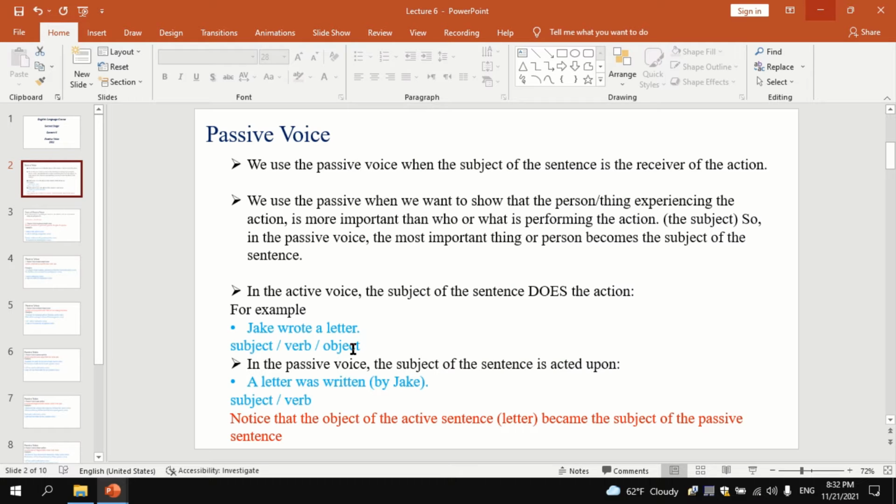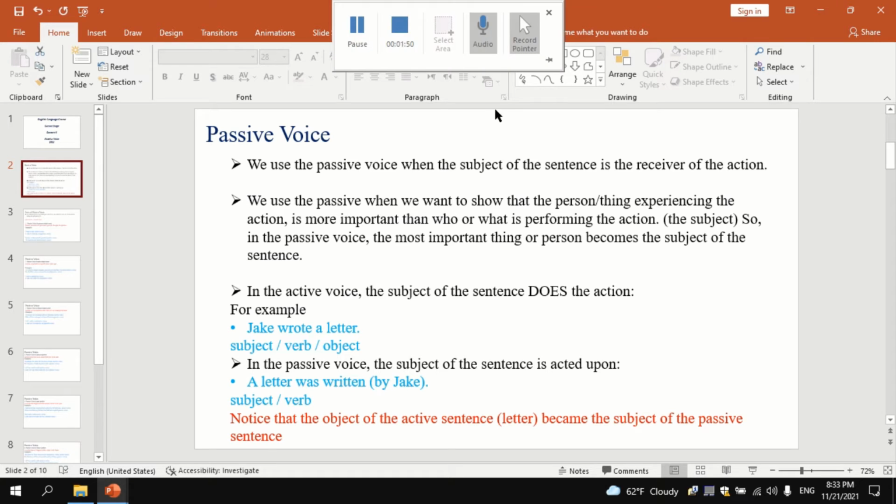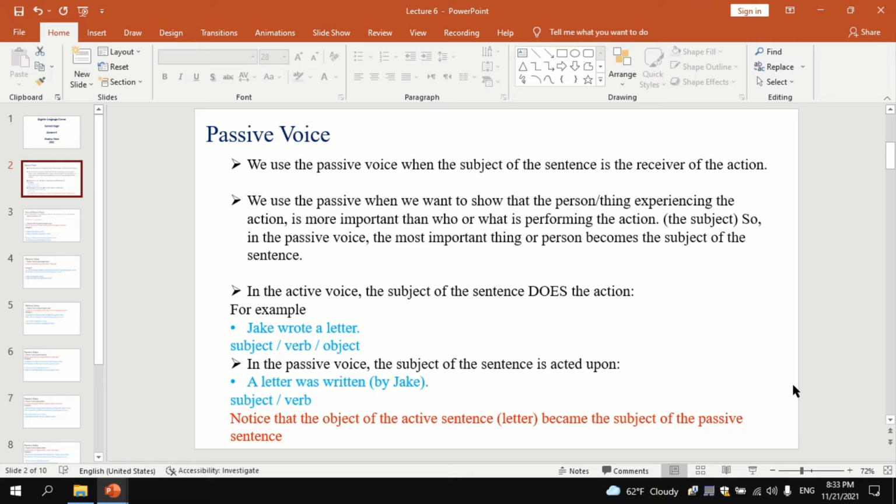Passive voice, we use the passive voice when the subject of the sentence is the receiver of the action. We use the passive when we want to show that the person experiencing the action is more important than who or what is performing the action, the subject. So in the passive voice, the most important thing or person becomes the subject of the sentence. In the active voice, the subject of the sentence does the action.